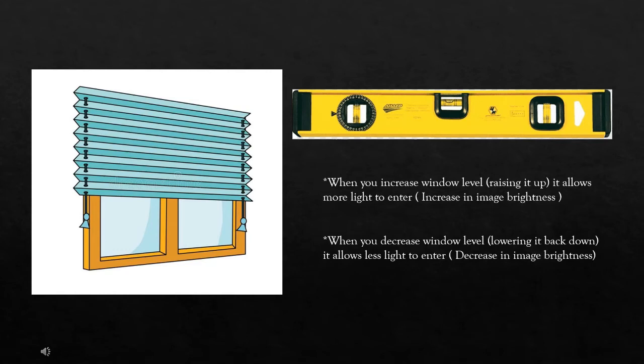When you increase the window level or raise the level shade up, it allows more light to enter, and this will be an increase in image brightness. This has a direct relationship. So when you decrease your window level, lowering the shade level back down, it allows less light to enter, and there's going to be a decrease in image brightness. Again, window level has a direct relationship.